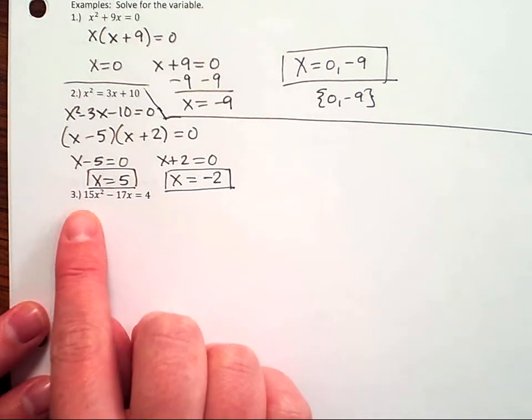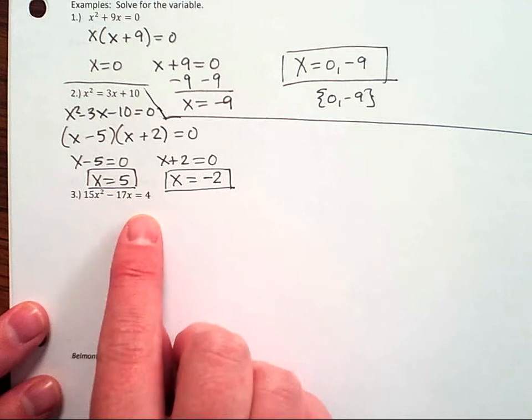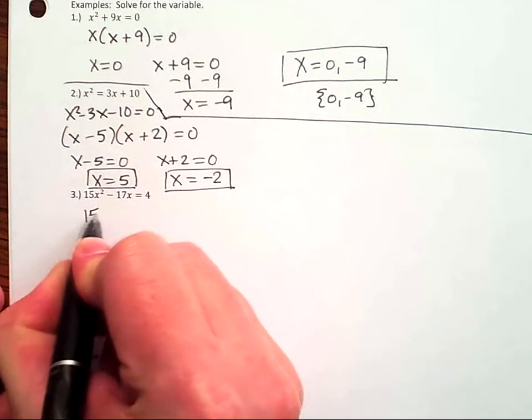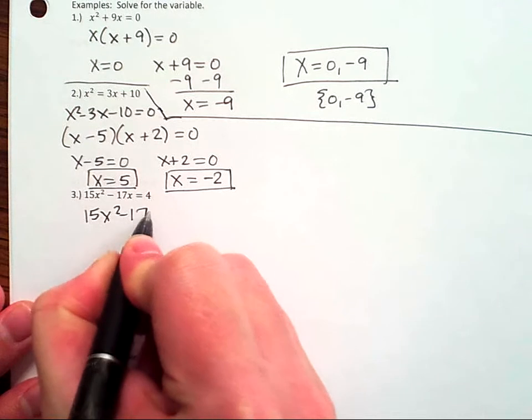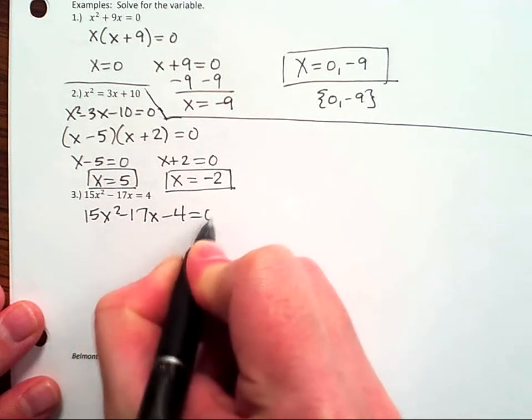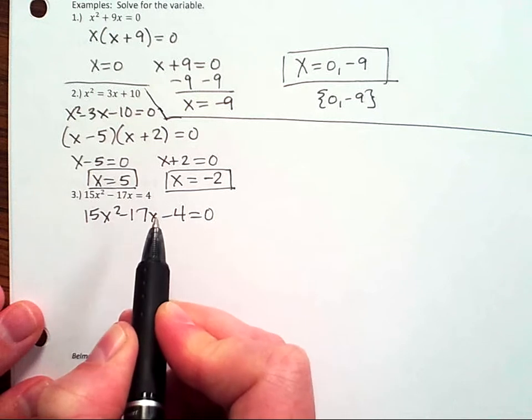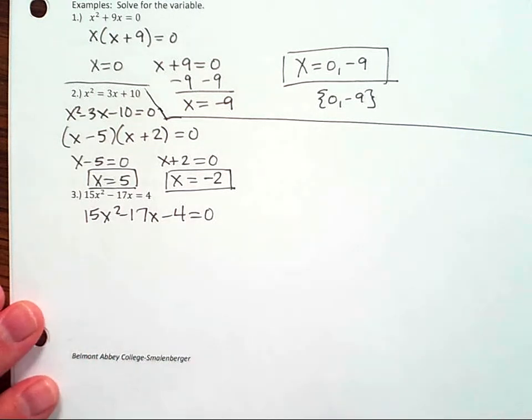Okay, number 3, I have 15x squared minus 17x equals 4. First step is get it equal to 0. So I get 15x squared minus 17x minus 4 equals 0. If you need to go through and write down you're subtracting 4 from both sides, go ahead and write it. But you have to get it equals 0. Now what am I going to do?